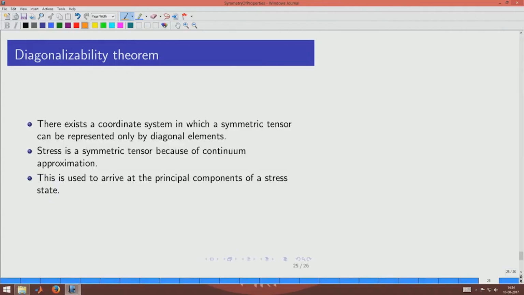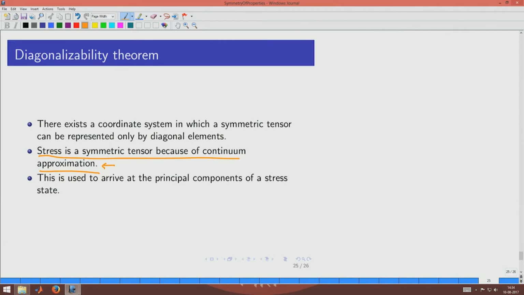So, there is another theorem that will also help in situations where the Onsager's theorem is not helping, namely stress is a symmetric tensor because of continuum approximation. This can be discussed again later on when we discuss in detail about the equation of motion, but at this moment it is not because of the Onsager's theorem, but because of the continuum approximation that stress is a symmetric tensor. Of course, stress is not a property, so we should not use Onsager's theorem wrongly here.